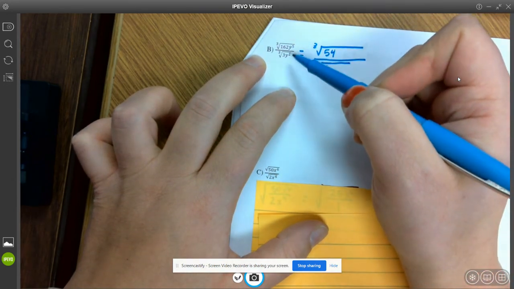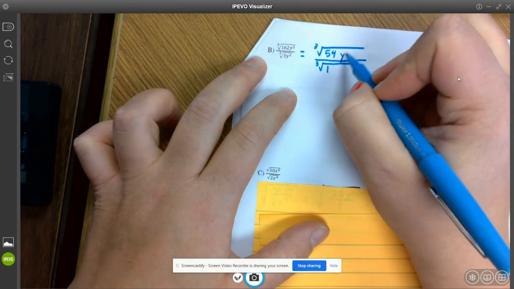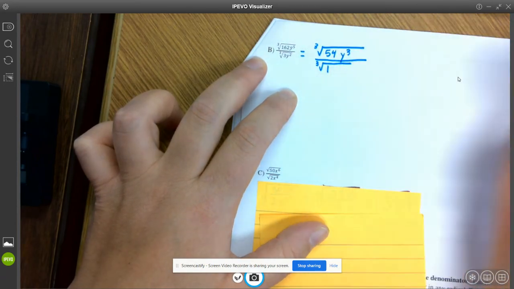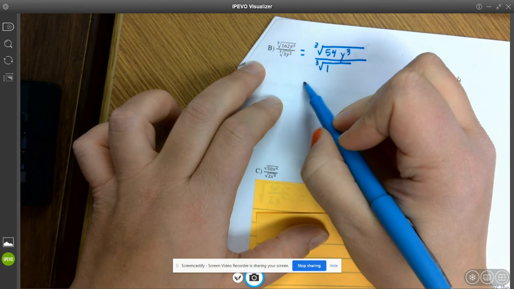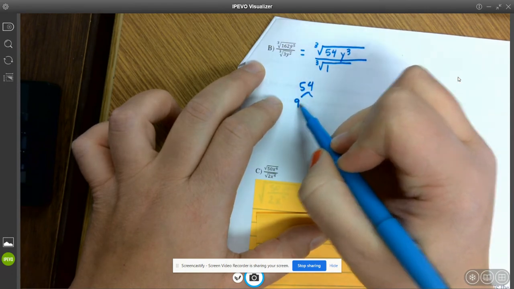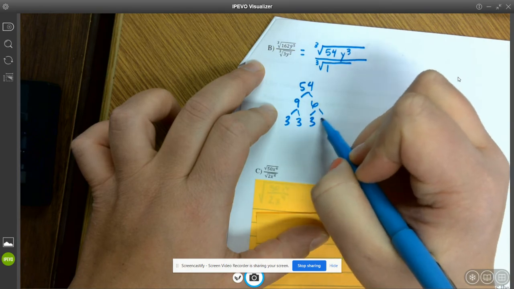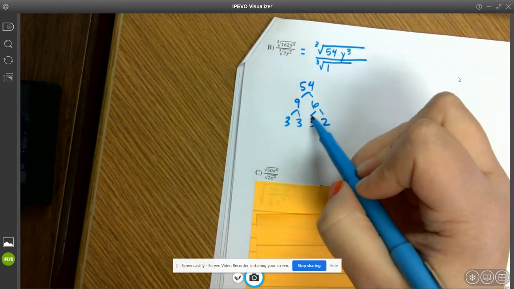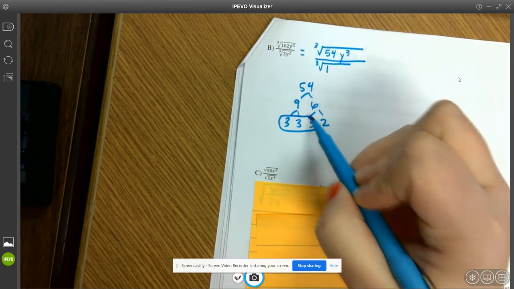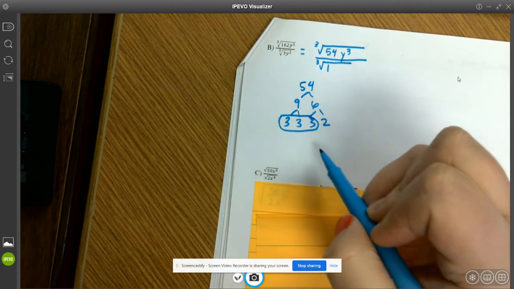Looking at my y's here, there are more y's on top. So that'd be y cubed, and then y's on the bottom. I should see if I can simplify 54 even further. So 9 times 6, 3 times 3, 3 times 2. So now I have a group of 3's, three 3's.